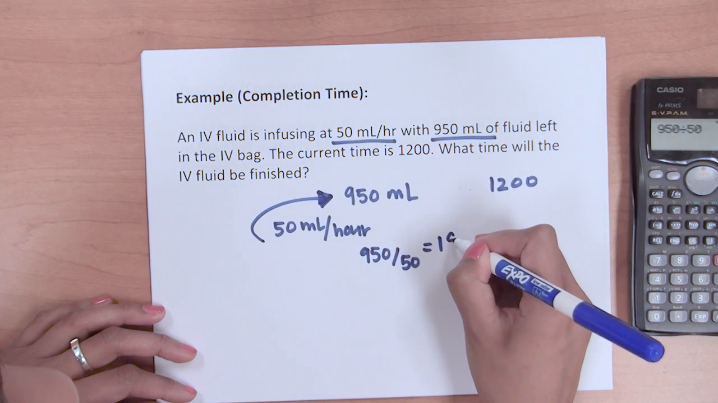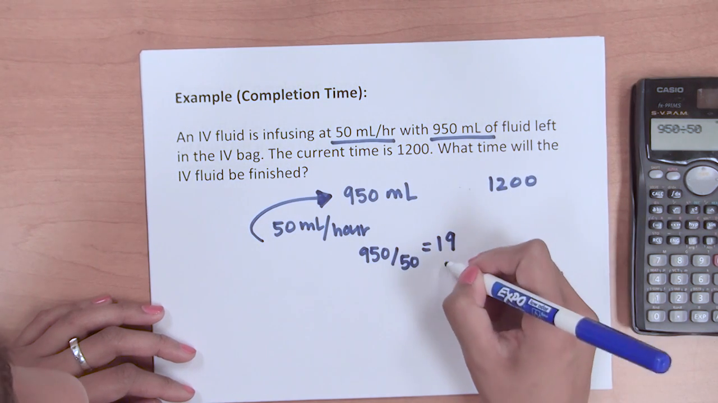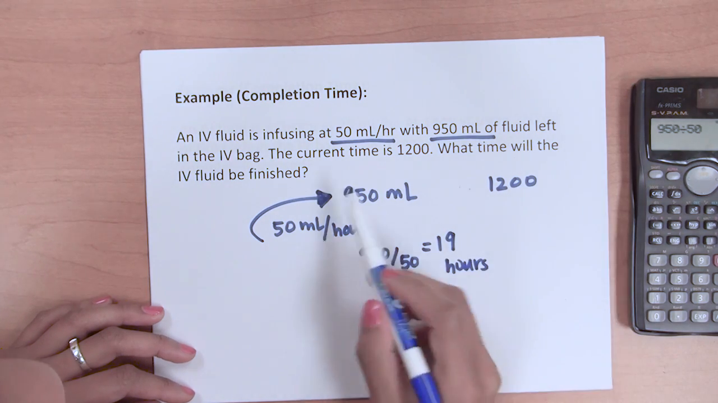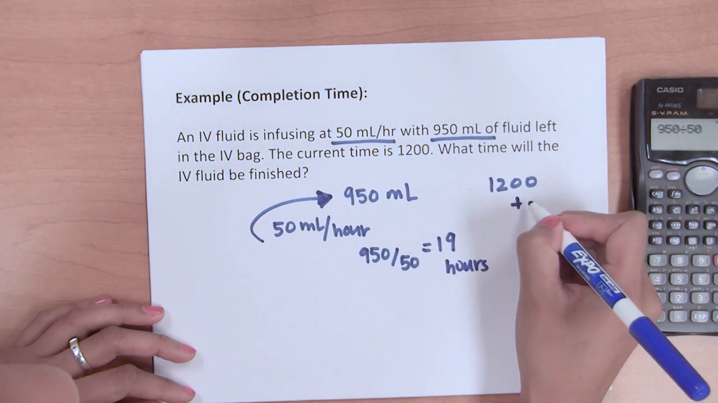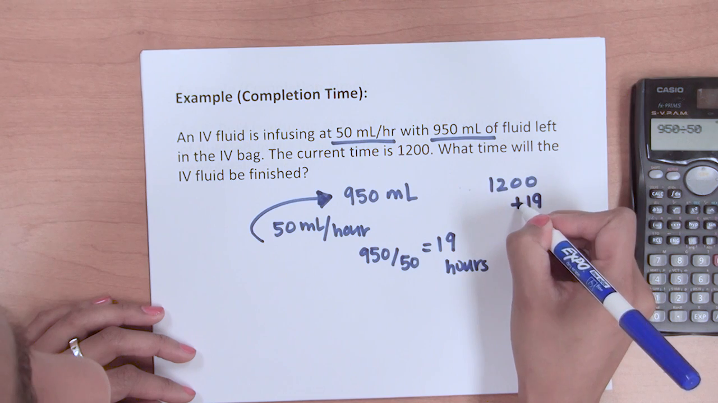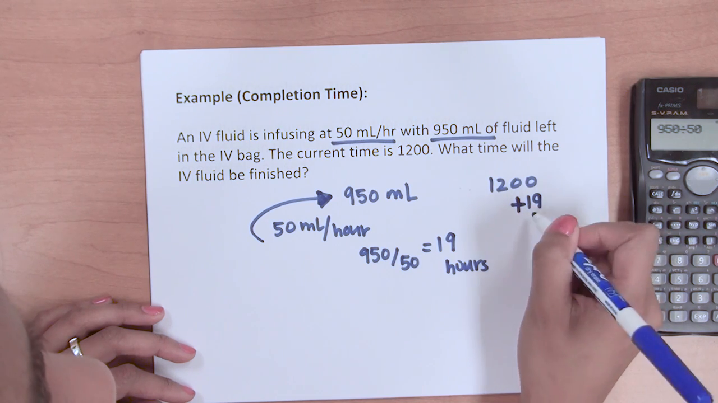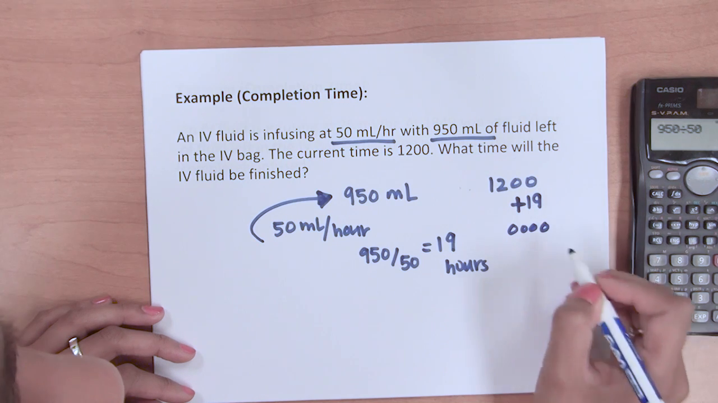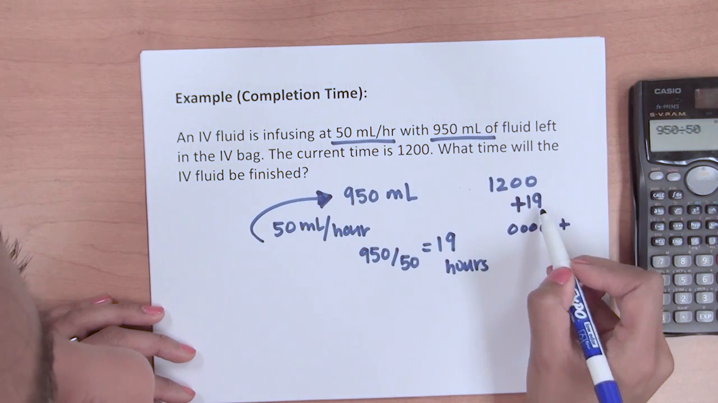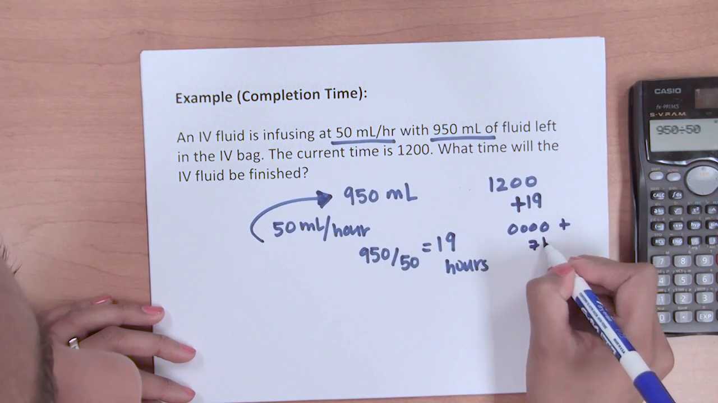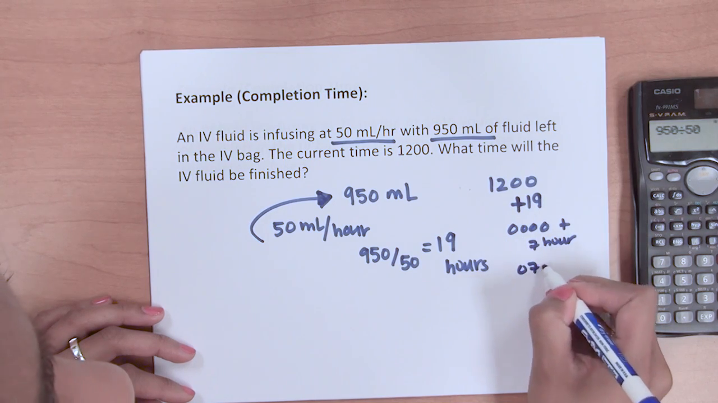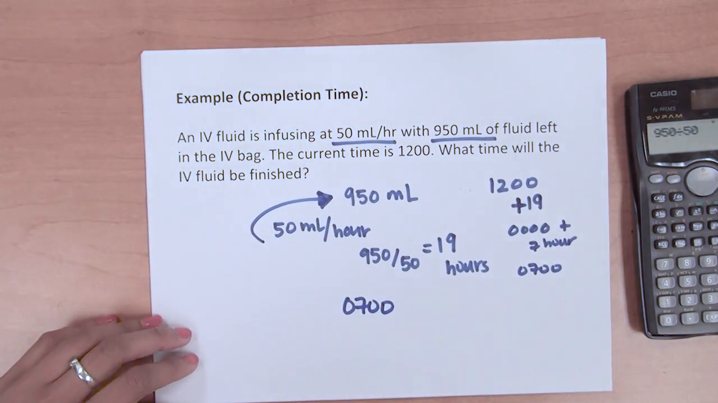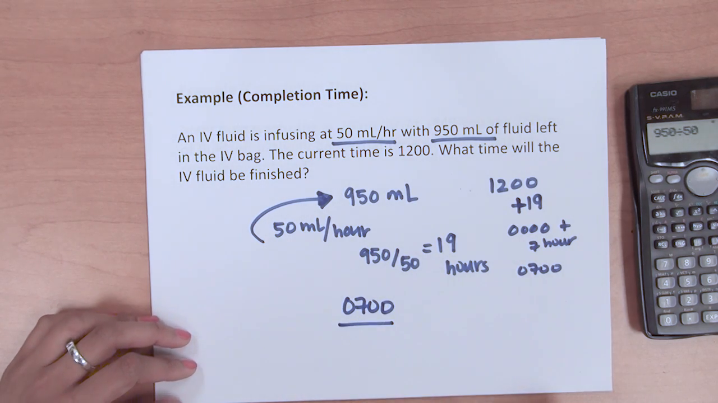Equals to 19. So that means it's going to take 19 hours to complete this bag. So we're going to add 19 hours to 12 o'clock. So if we add 12 hours to 12 o'clock, that's going to take us to midnight. And we need another 7 hours. So it's going to take us till 7 a.m. So this bag will be complete at 7 a.m.